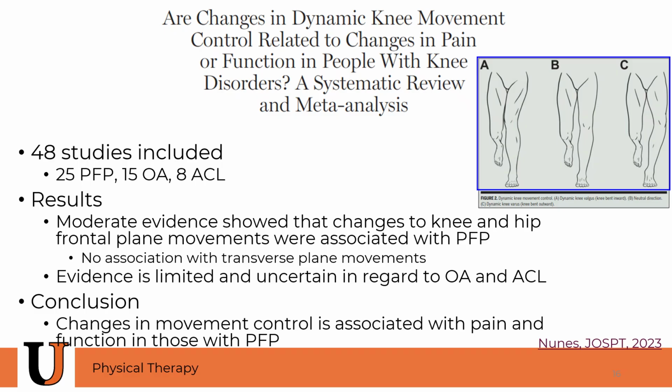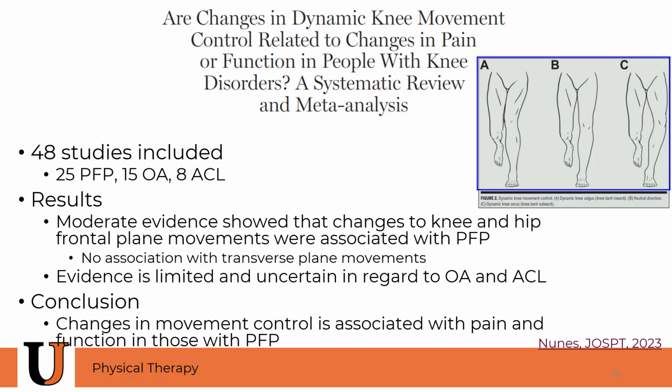This systematic review and meta-analysis included 48 studies. 25 of those studies were specific to PFP, 15 OA, and 8 ACL. The results from the systematic review and meta-analysis actually showed there was moderate evidence that changes to knee and hip frontal plane movements were associated with PFP. So the patients who had difficulty controlling their knee position in the frontal plane had increased risk for PFP. What was interesting is they did not find an association with transverse plane movement, so the rotational component of that varus and valgus was not associated with PFP.